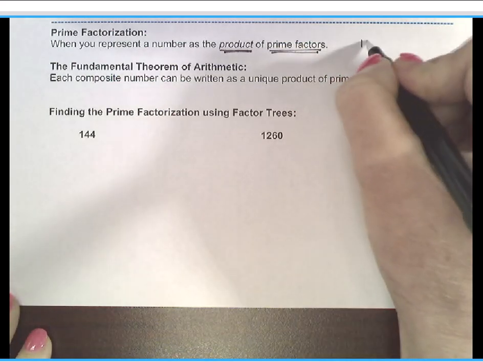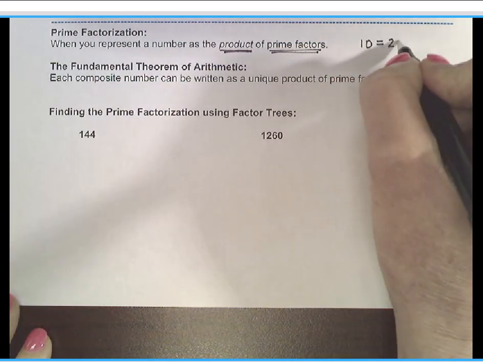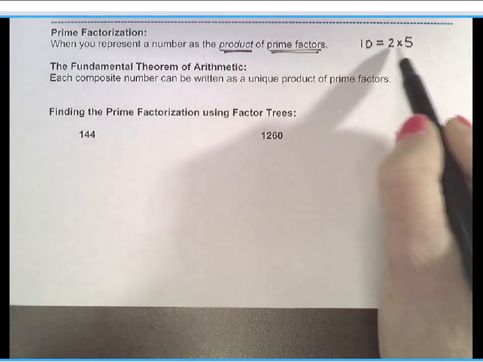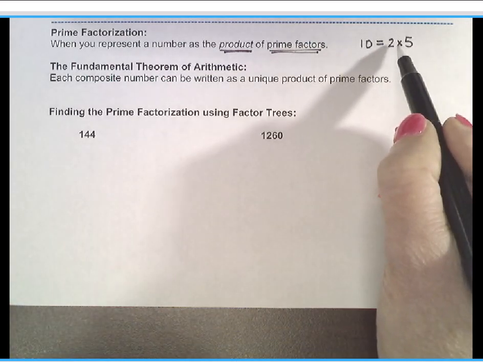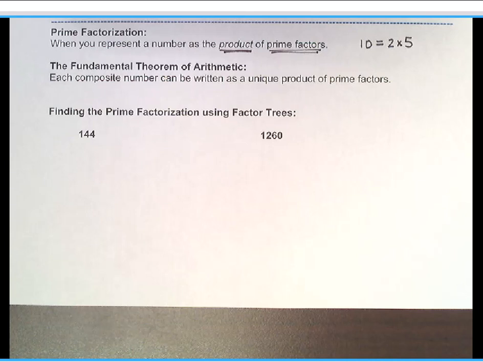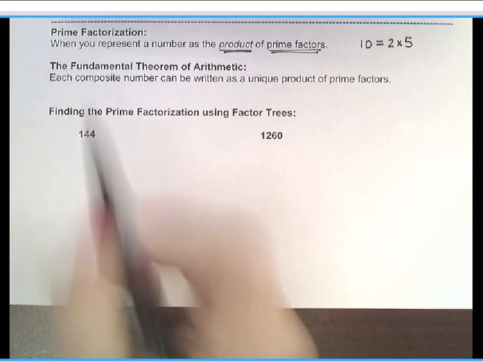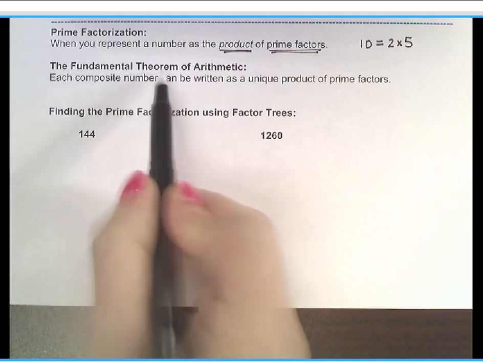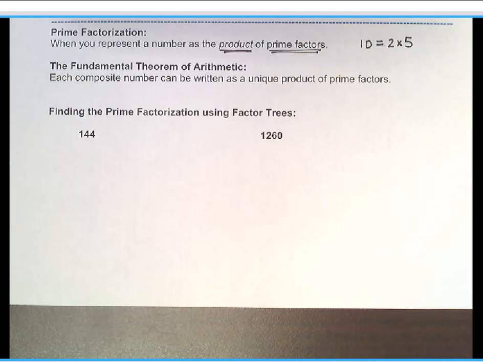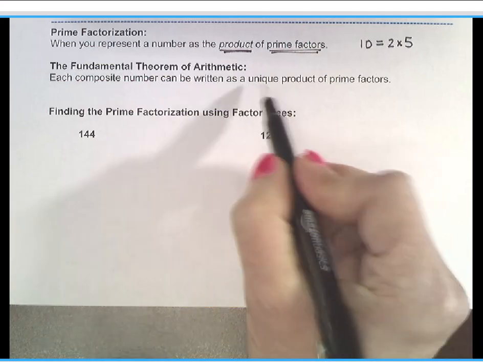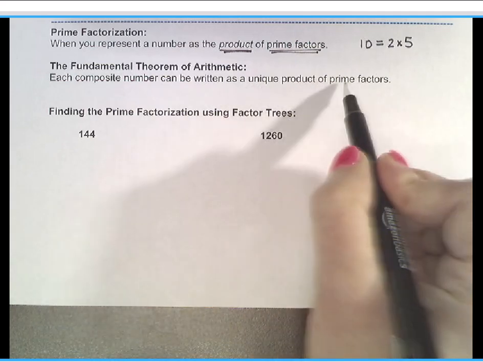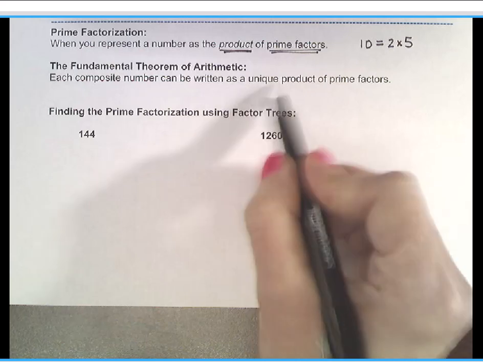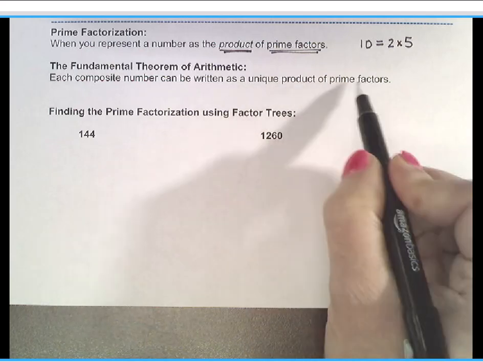So for example, if you write the number 10 as 2 times 5, you wrote it as a product, see the multiplication, of prime numbers. 2 and 5 are both prime. And then there's this thing called the fundamental theorem of arithmetic, which must be pretty important if they call it the fundamental theorem of arithmetic. And that is that every single composite number can be written as a unique product of prime factors. So there's one and only one way to do it, and you're going to have a product of prime factors.